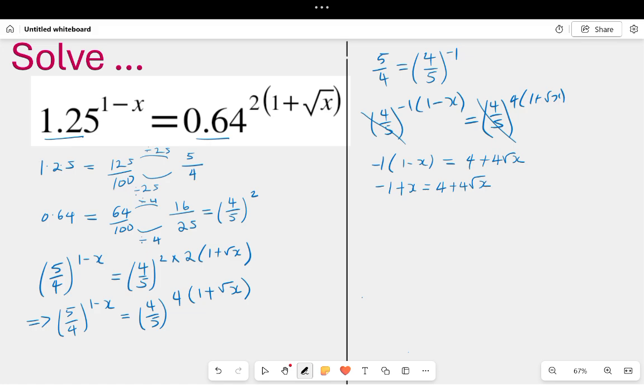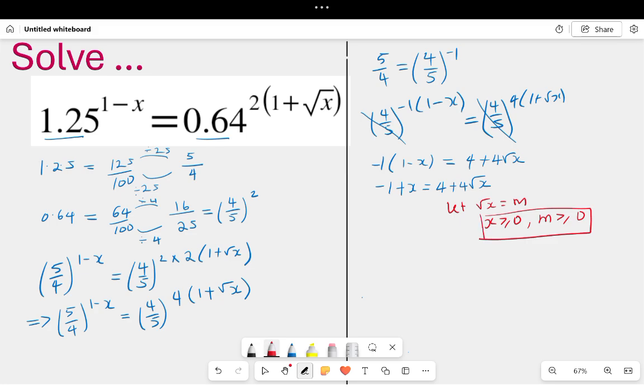All right, now we are going to say let the square root of x be equal to m. And one of the conditions is, because x is in the square root, obviously the domain, x, is going to be greater than or equal to 0, and the range for this, which is just the same as m, is also going to be greater than or equal to 0. So the solutions that we find for x and m have to be positive.